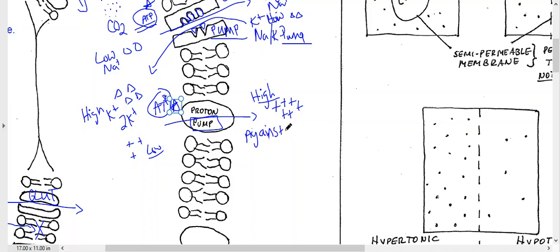So we are going against the gradient. Whenever we say we're going against the gradient, we're saying we're going from a low to a high concentration because we're stuffing the suitcase. In this case, we're stuffing it full of protons.